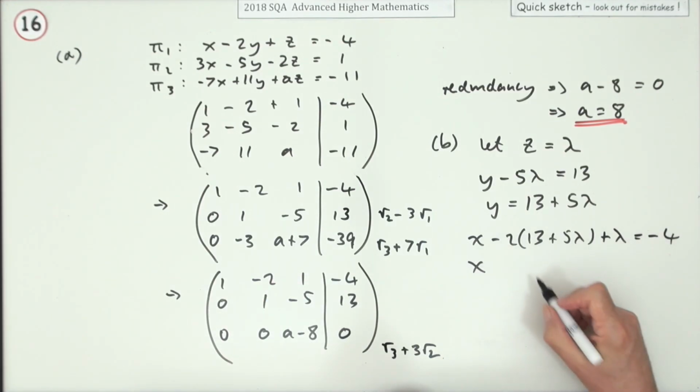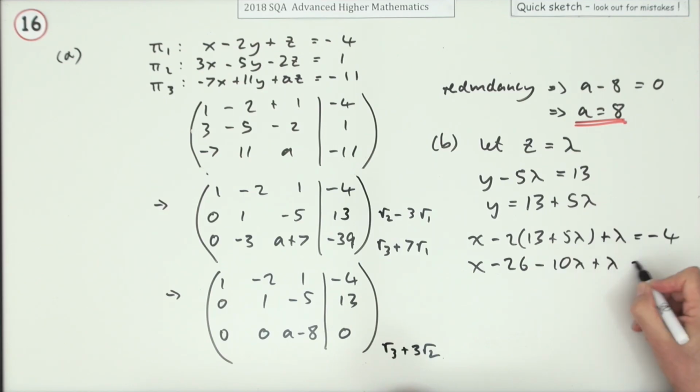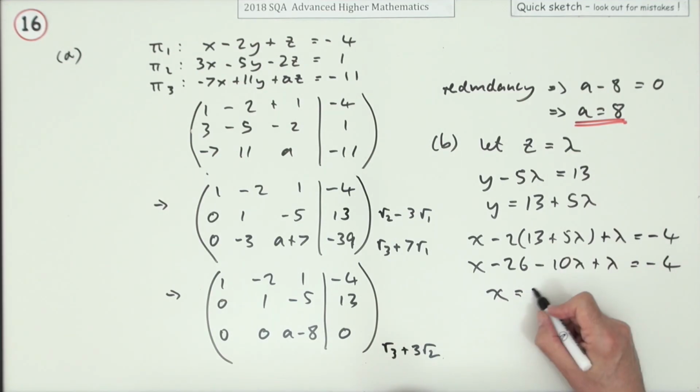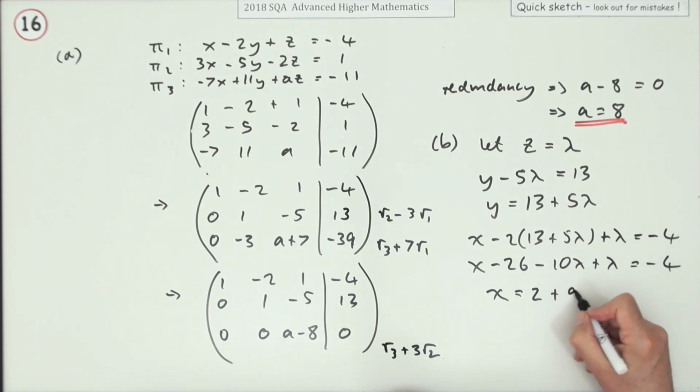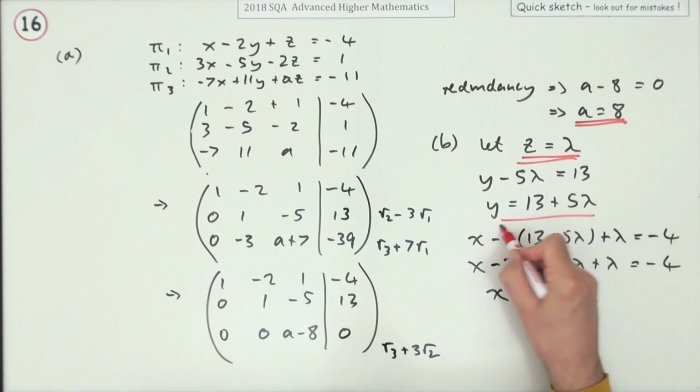A bit more messing about here. That's minus 26 minus 10 plus 1 is minus 4. So that means x is going to equal, take that across, and that's 22. That's negative 9 plus 9 lambda. So there's the parametric equation.